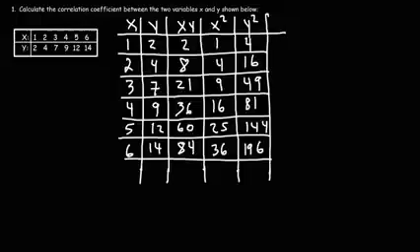Now our next step is to sum up each column. So if we take the sum of the x values, it's going to be 1 plus 2 plus 3 plus 4 plus 5 plus 6.